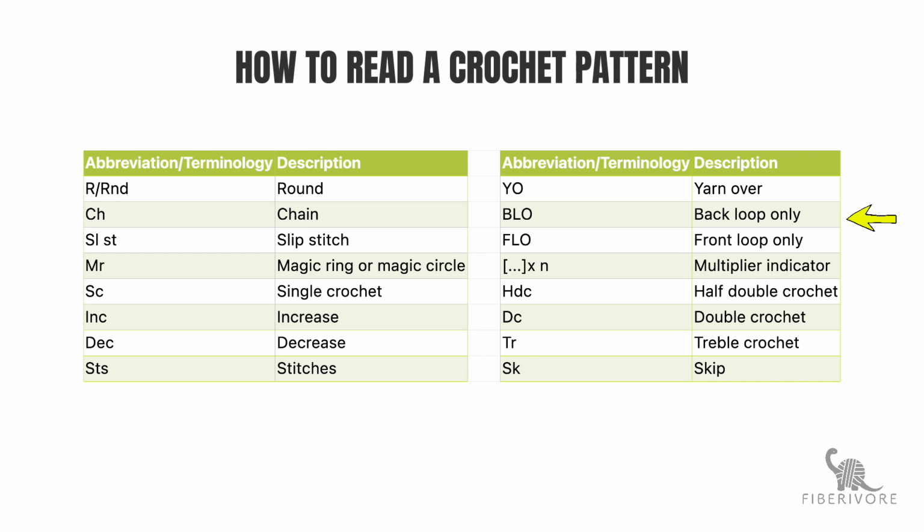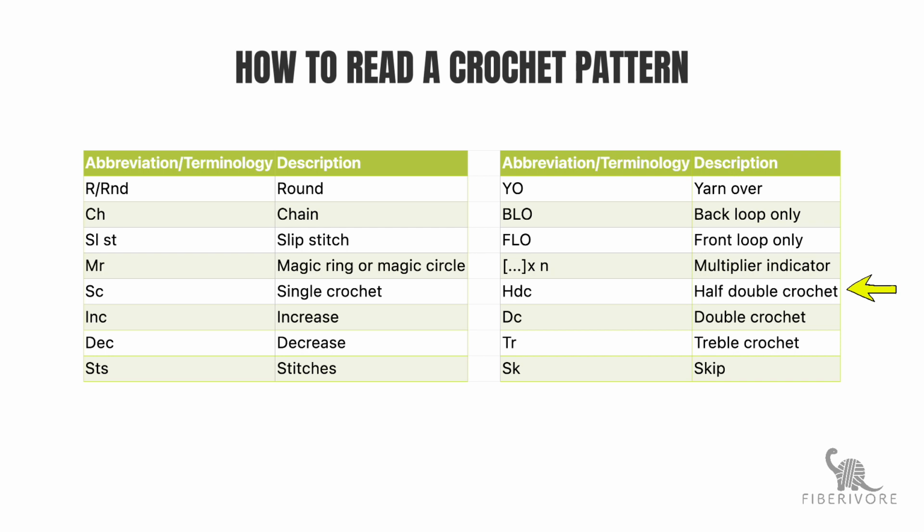This technique involves working only in the back loop of a stitch, which can create a ribbed effect on the crochet fabric. FLO in crochet stands for front loop only. This technique involves working only in the front loop of a stitch, which can create a ribbed effect on the crochet fabric. In crochet patterns, this is a multiplier indicator. It means to repeat the instructions inside the brackets n number of times.